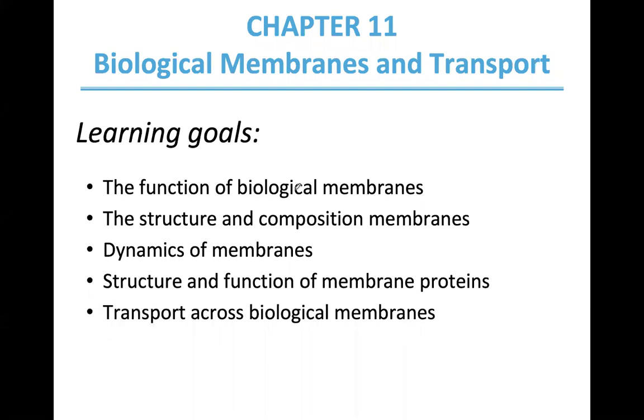So the function of biological membranes, specifically what they do and why we need them, structure and composition of membranes, what's in them, dynamics of the membranes, how these components move around, how they talk to each other, how they interact with each other, structure and function of membrane proteins, right? So lots of proteins in the membranes. It's one of the great ways also to provide a home for proteins, right?